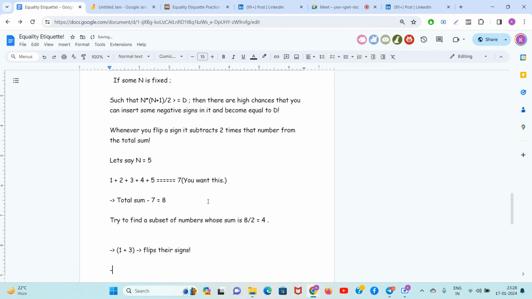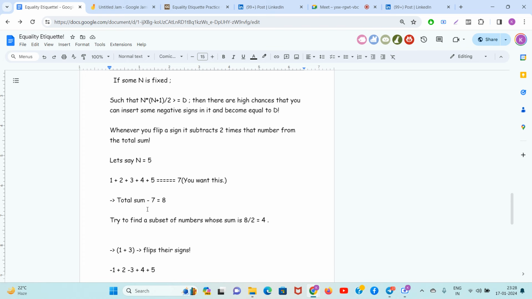1 minus 1 plus 2 minus 3 plus 4. Now, why is this working out, Ananya? Because when you flip 1 and 3, now the difference of 4 is creating 2 times. 4 times 2, 8. So, 15 minus 8, it becomes 7. And your job is done, actually. So, this was a 15.